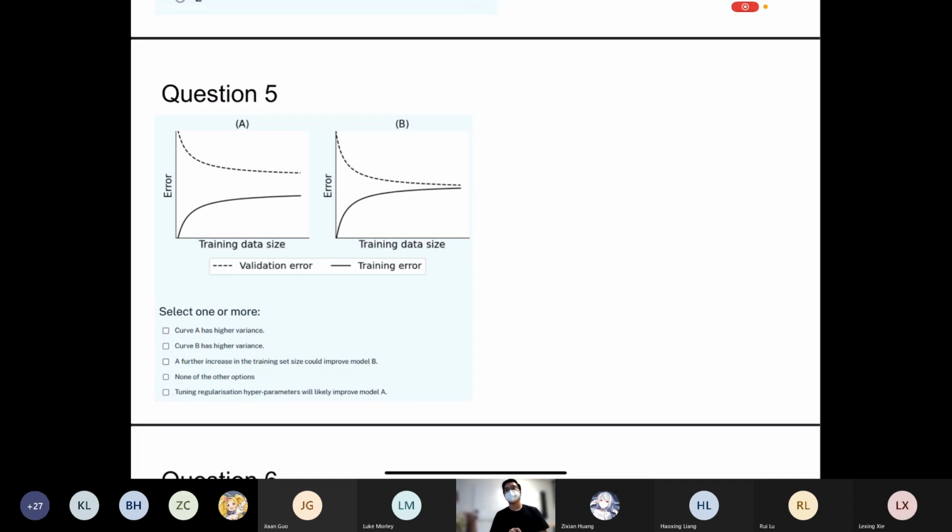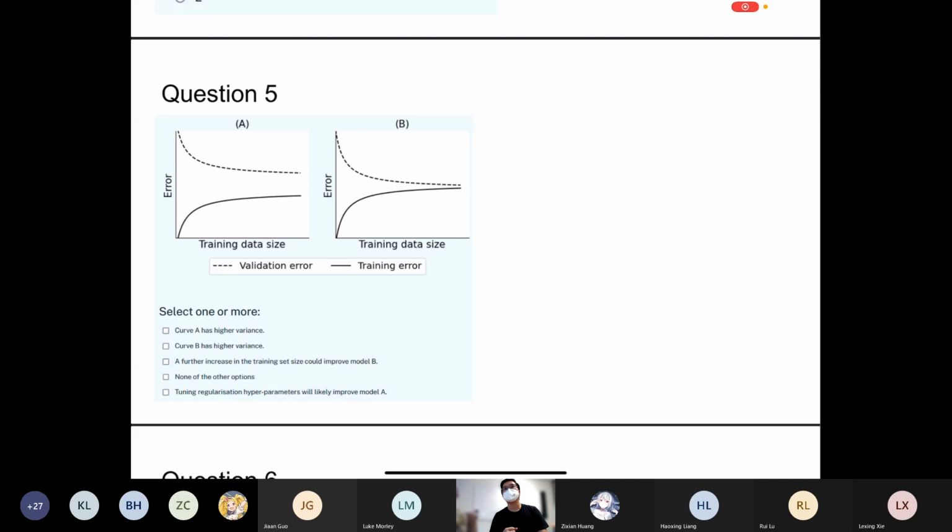The other knobs we could potentially have is to change what the model is, right? Which is not done by increasing the data set size. Change your hypothesis.